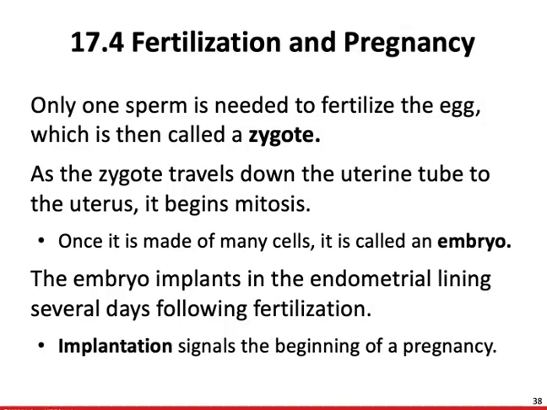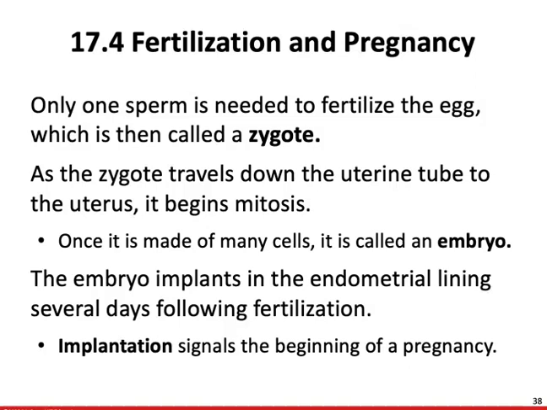This mitosis is, if you remember from early on, what is mitosis primarily responsible for? We have mitosis and meiosis. One is going to be responsible for growth and repair. One is going to be responsible for reproduction. So which one is occurring, or what is going on during this mitosis phase? So during mitosis, that cell is going to be dividing and replicating. Once it is made of many cells, it is called an embryo. So at the single cell stage, it's referred to as a zygote. Once we have multiple cells, we have an embryo.